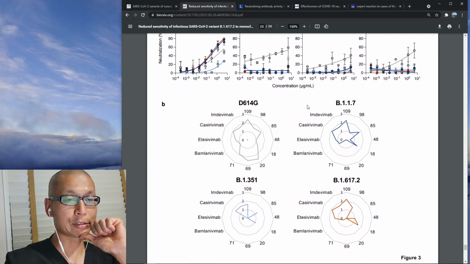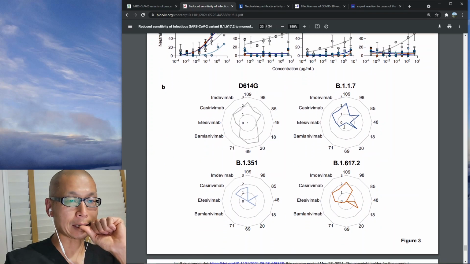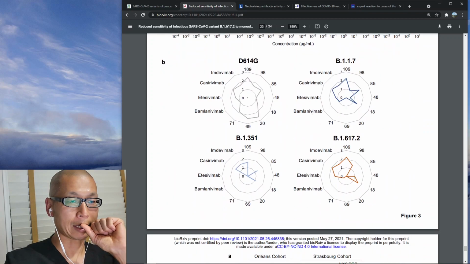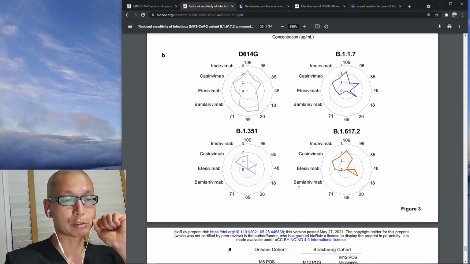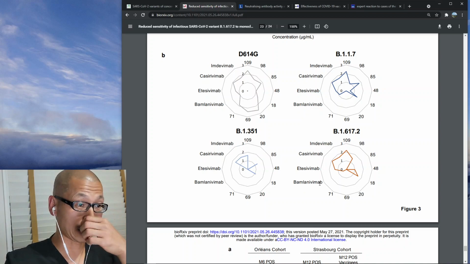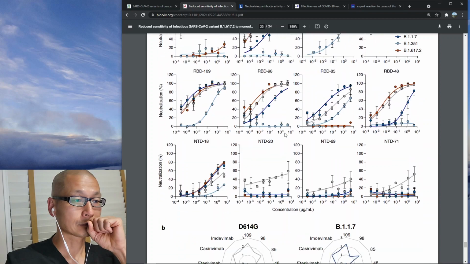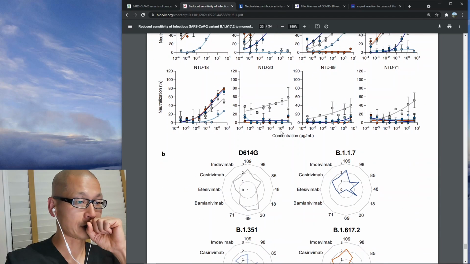And then you see here that these are the different monoclonal antibodies. The most commonly used one is bamlanivimab in America, and it doesn't work very well against this variant. It drops off pretty severely.